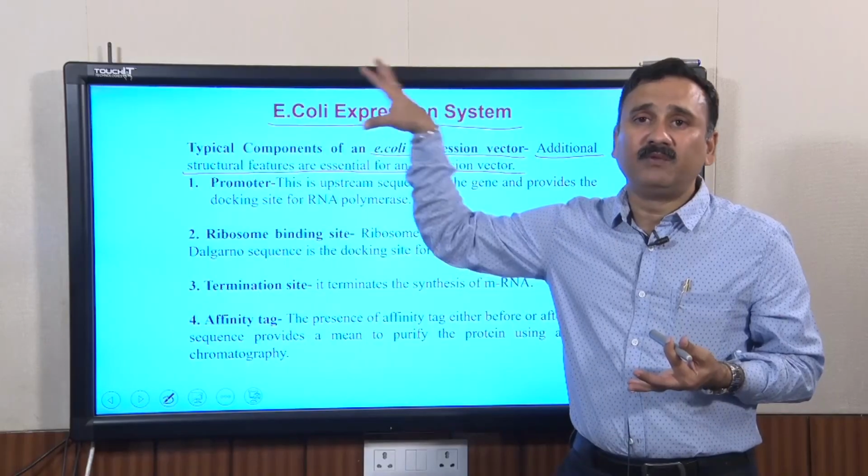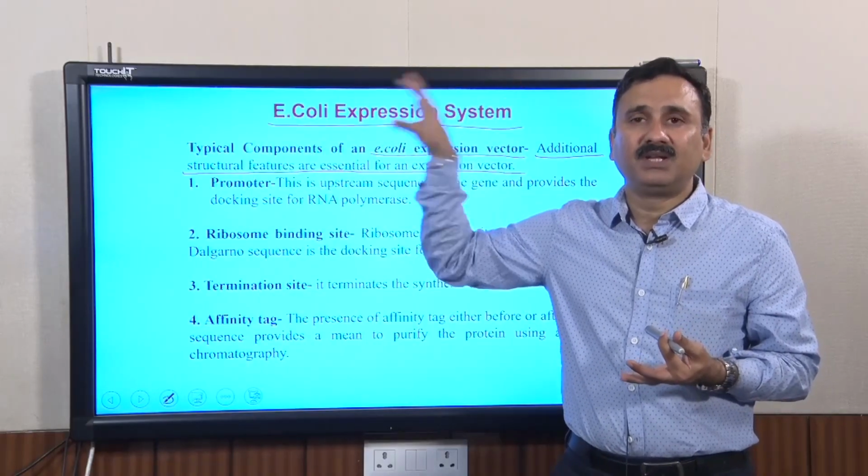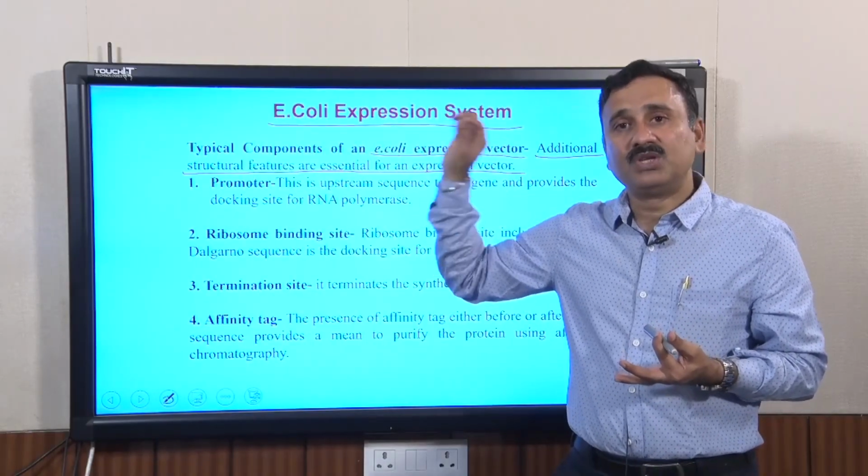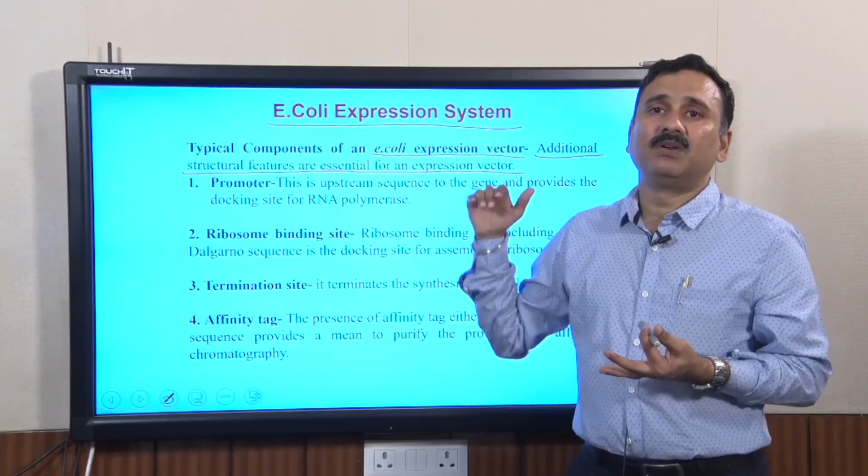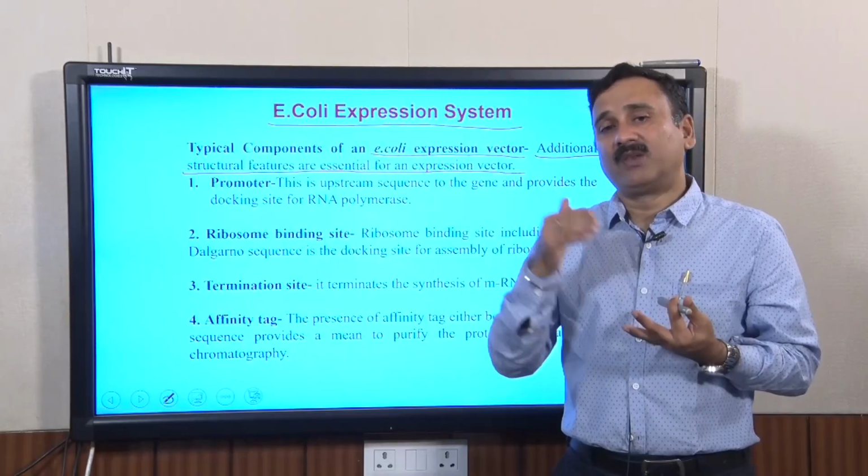So, apart from features like selection markers, MCS and origin of replication, you also need additional features for the vector to express the protein.